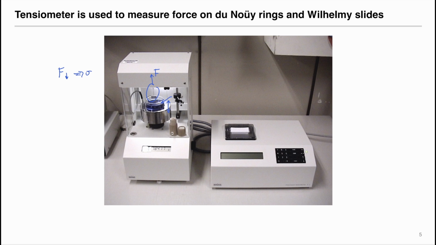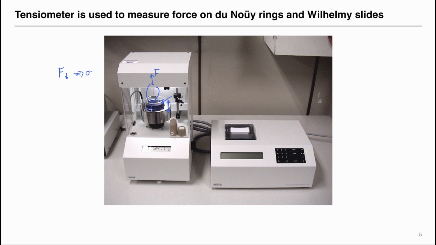From this device, we're able to get the downward force, and therefore we can calculate the surface tension using the tensiometer. In this lab, you will be using the Noüy ring and Wilhelmy slide to measure the surface tension of water, aqueous solution of sodium chloride, and aqueous solution of N-butanol. You will also measure the surface tension for aqueous solution of SDS as a function of its concentration. You can also use tensiometry to monitor the approach to adsorption equilibrium for dilute solution of the surfactant Triton X-100.